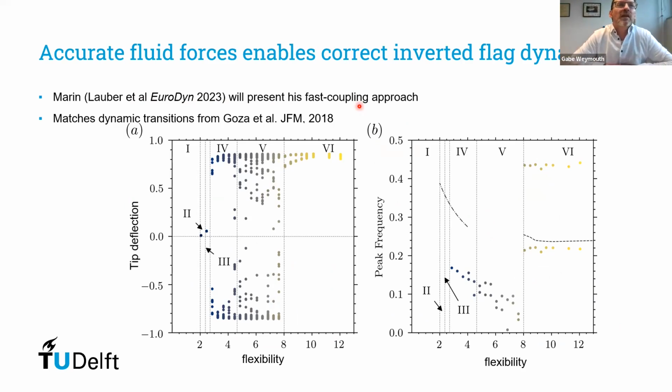It's a requirement, obviously. So there's been, again, some JFM work that's been done on this, and you transition between that kind of fixed plate to a high amplitude to being just kind of stuck and fluttering at the bottom. And we're getting all of those transitions just right in terms of tip deflection as a function of flexibility.